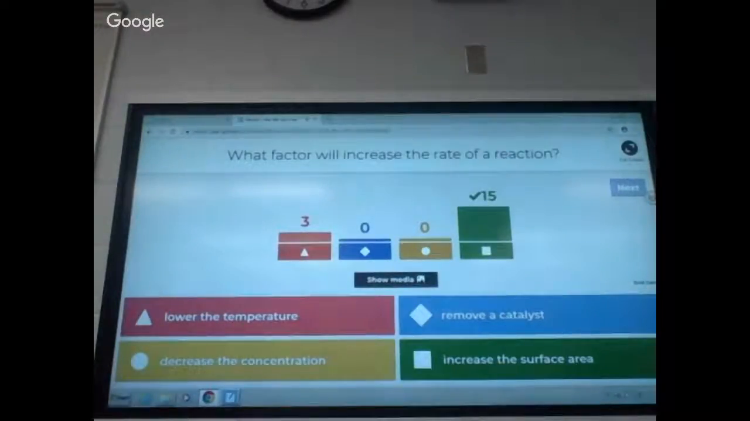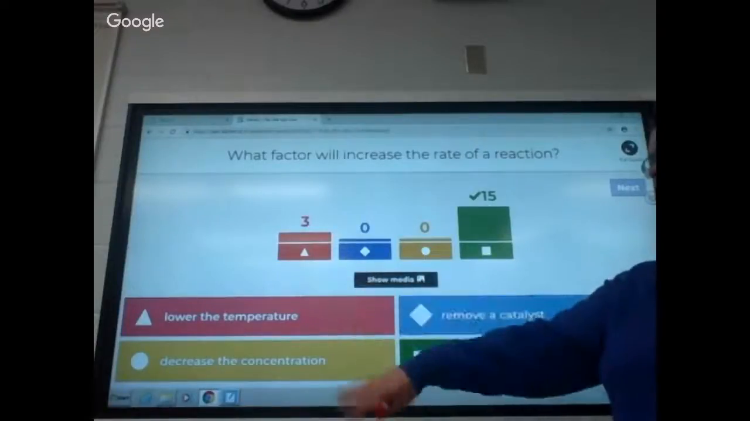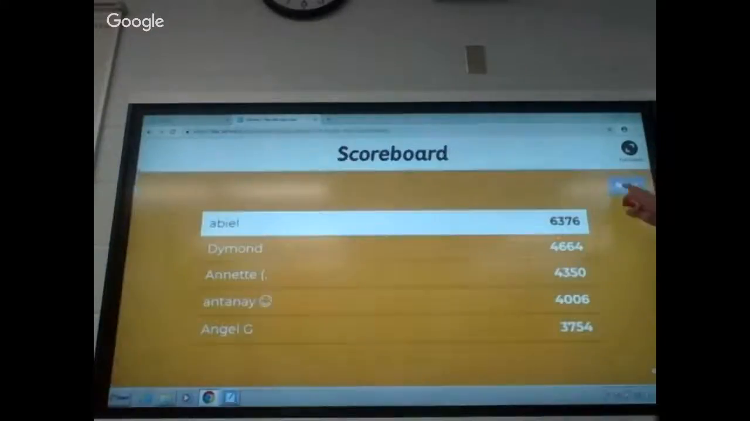All right, what factor will increase the rate of a reaction? Increasing the surface area. Remember, you'd have to add a catalyst, you'd have to raise the temperature, and you'd have to increase concentration.